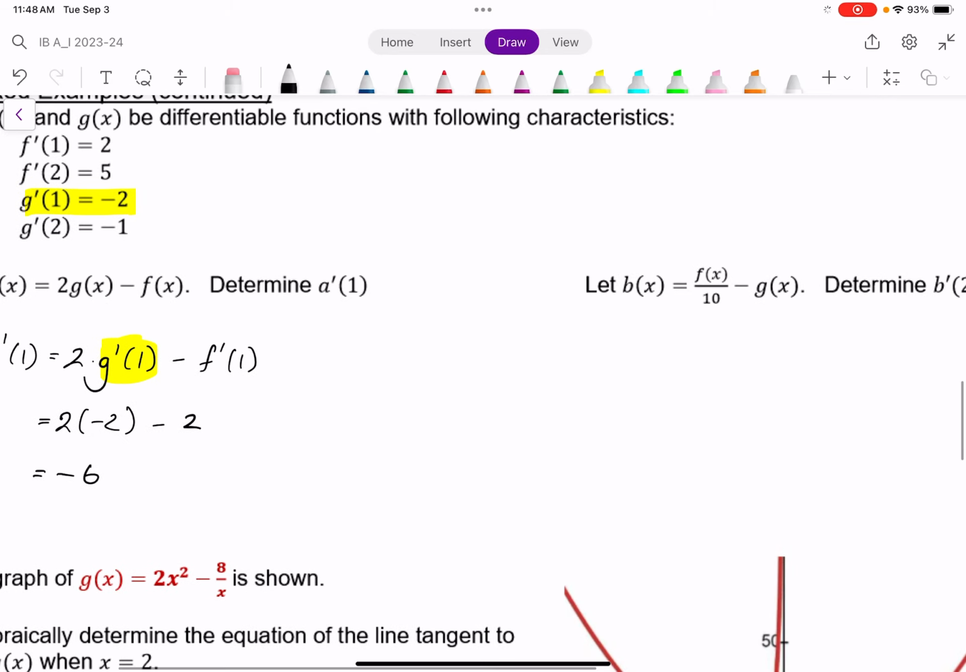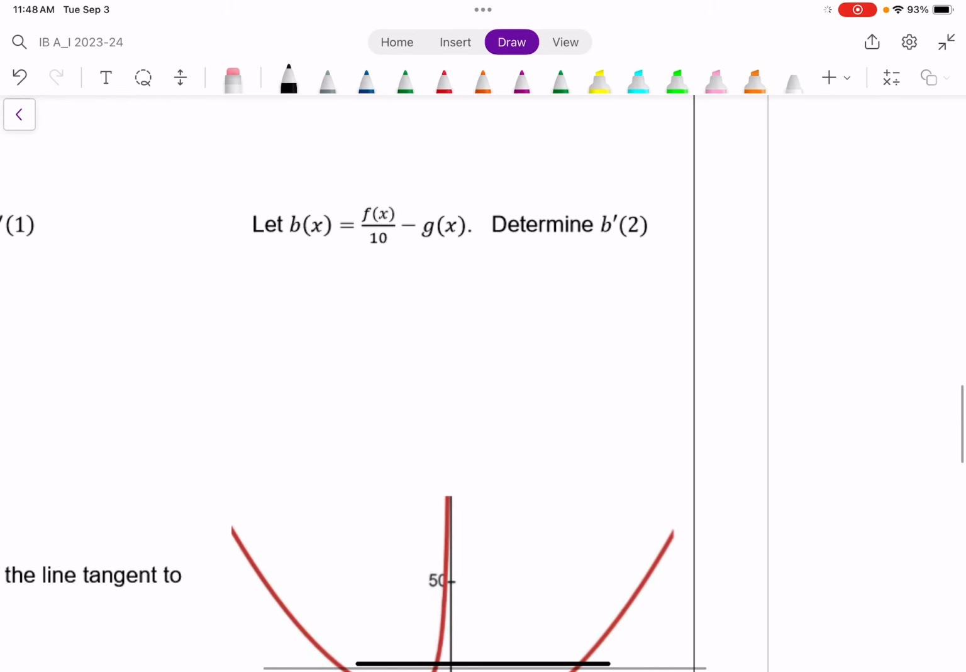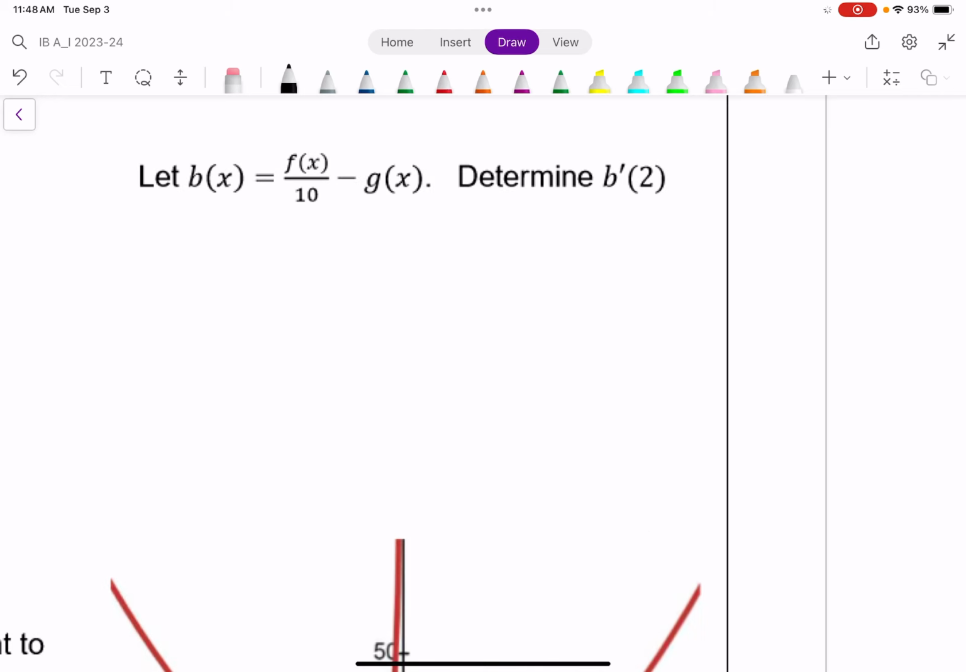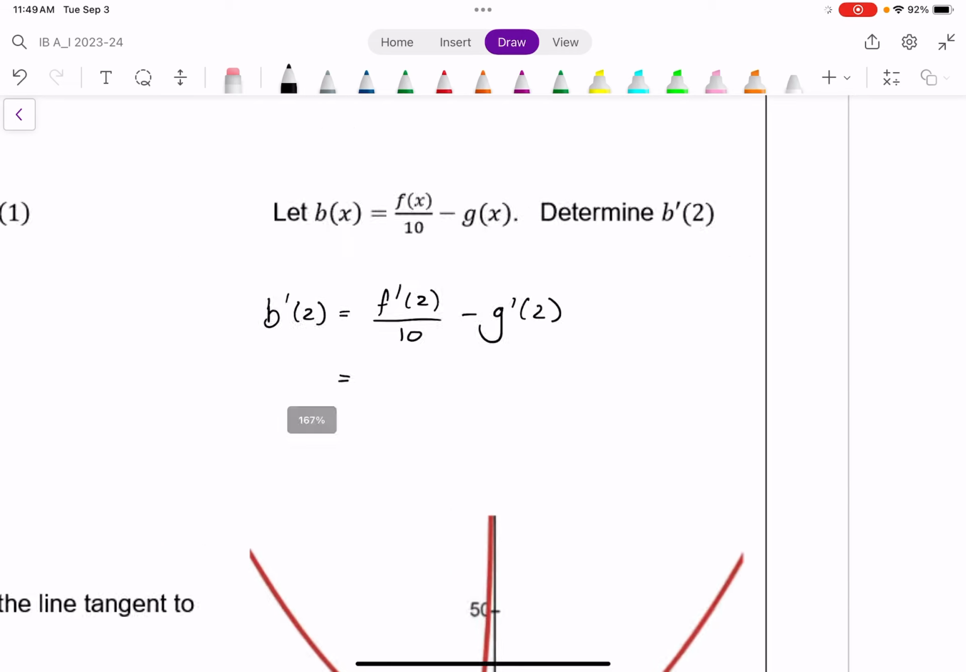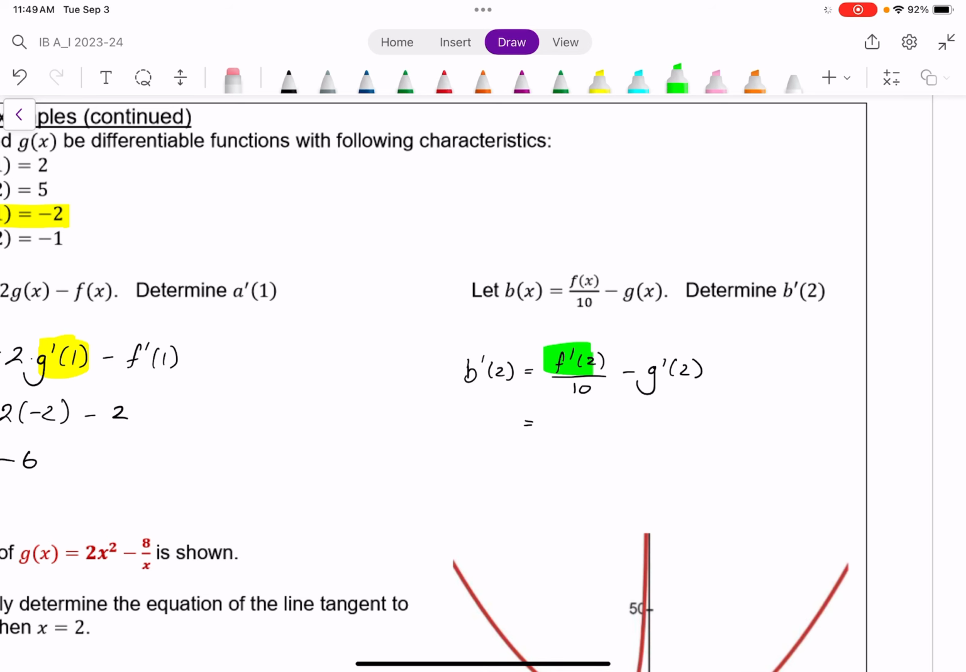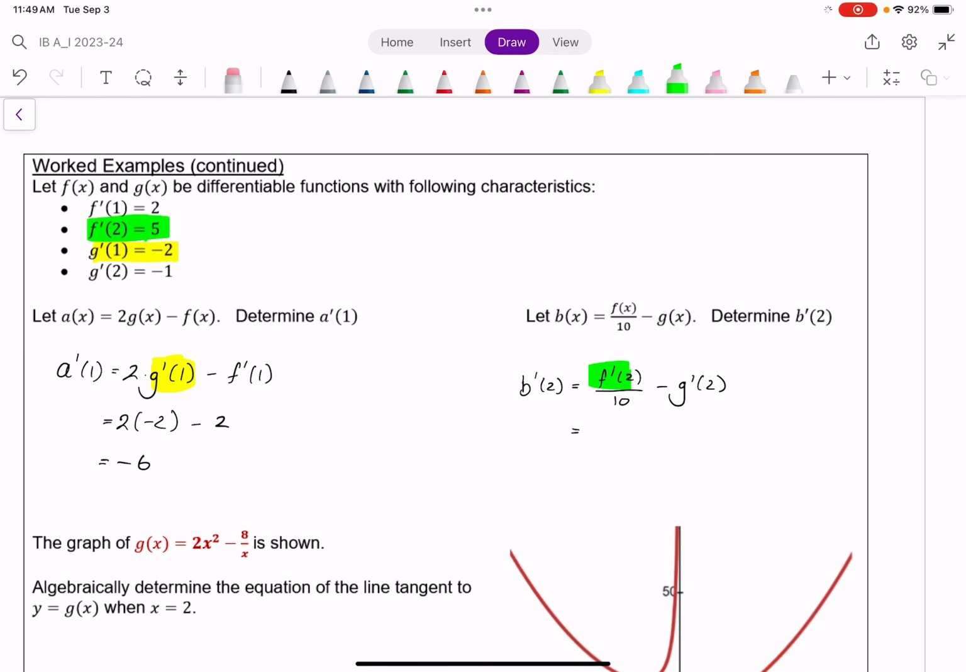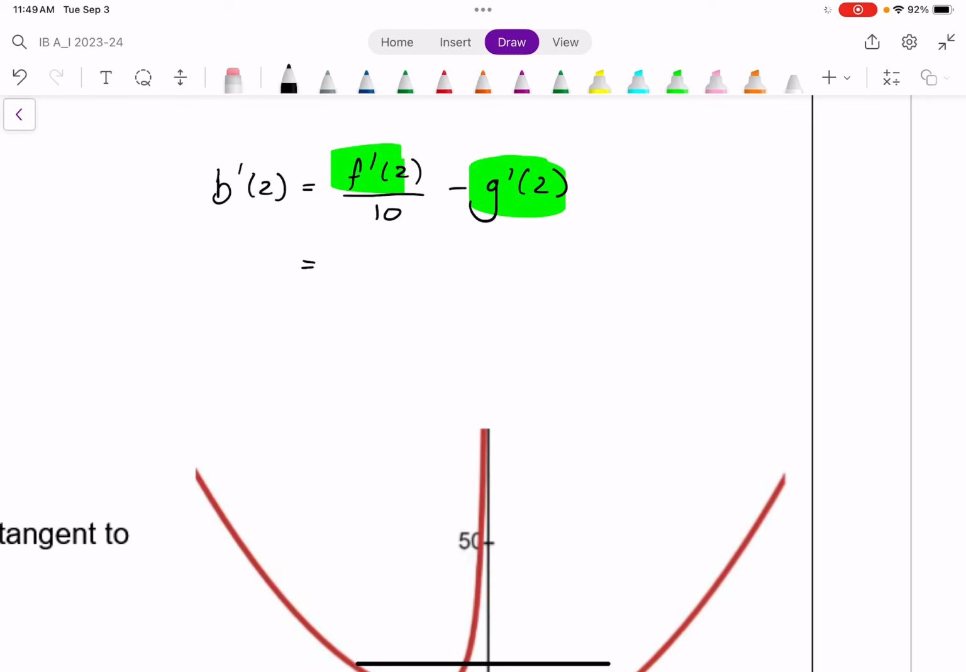Similarly over here, I want to find b prime at 2. And so same idea. I can find b prime at 2 by finding f prime at 2 divided by 10 minus g prime at 2. All of which are given in the question again. F prime at 2, I can see, is 5, and g prime at 2 is negative 1. And so I have 5/10 minus negative 1, which is a half plus 1, which is 3/2.